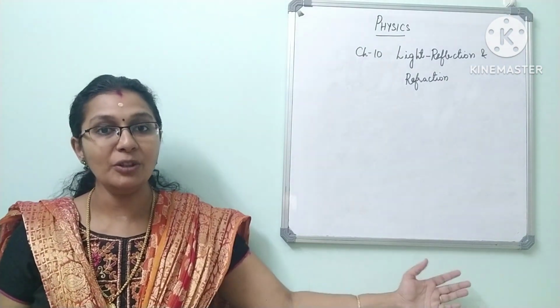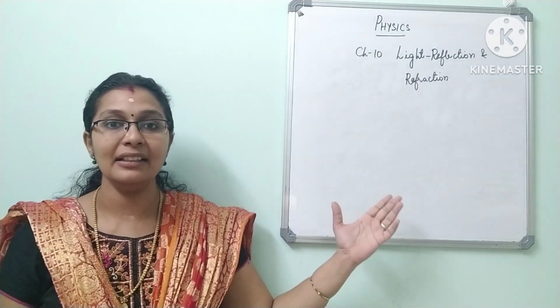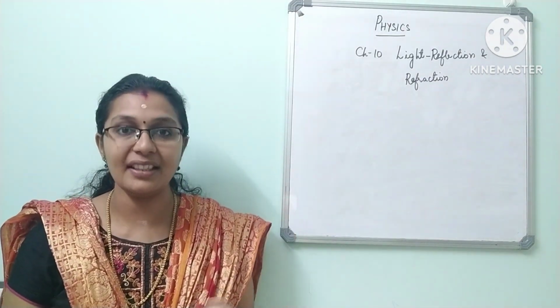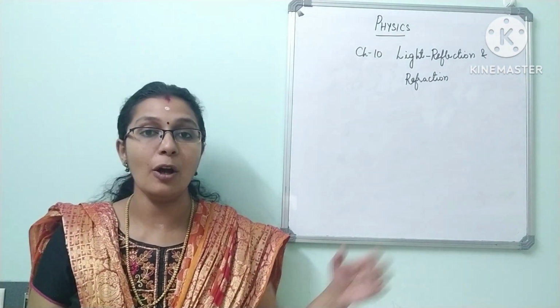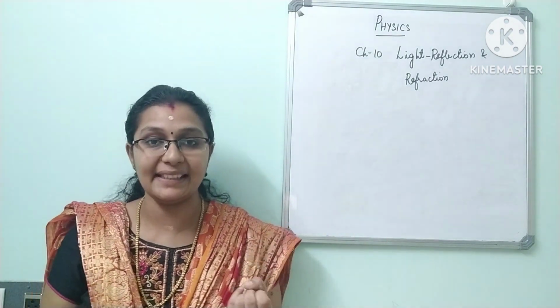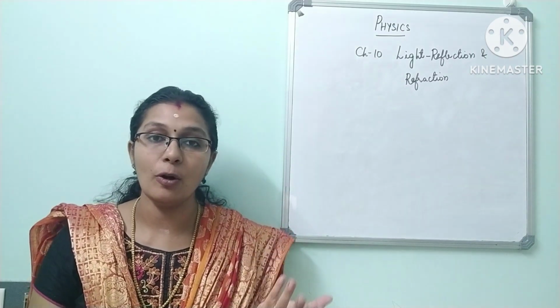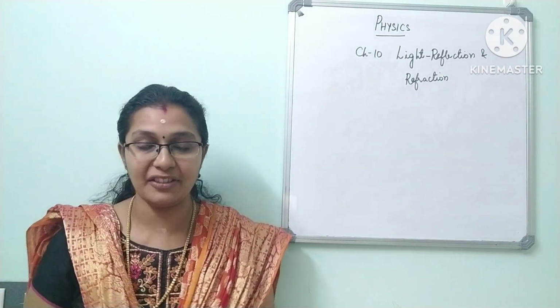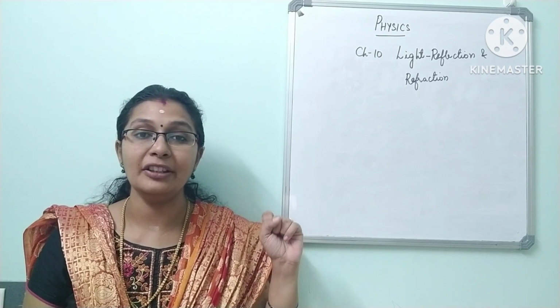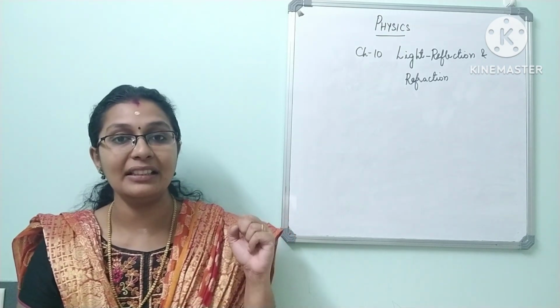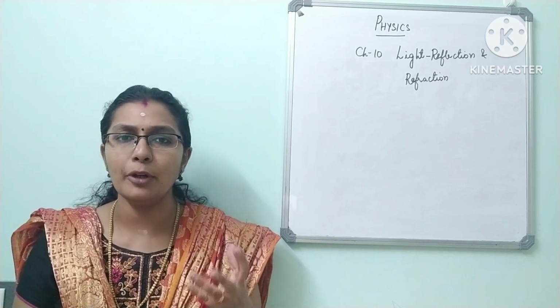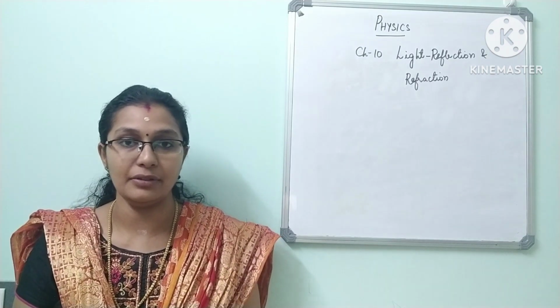So this is all about CBSE Class 10, Chapter 10, Light: Reflection and Refraction. In this session we are going to learn all about light basics, and then we'll go on to what is reflection and what are all the laws of reflection, and then what are mirrors, what are the types of mirrors, and some of the important terms which are related to mirrors, okay?